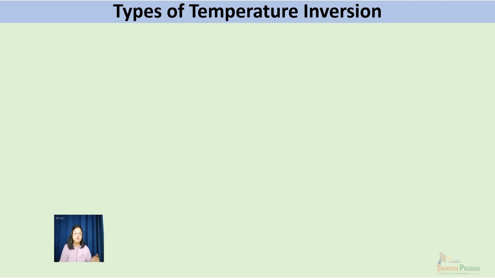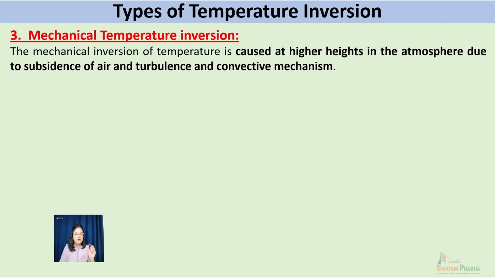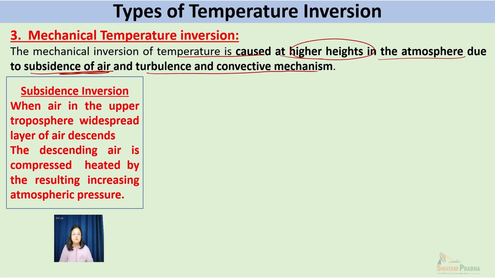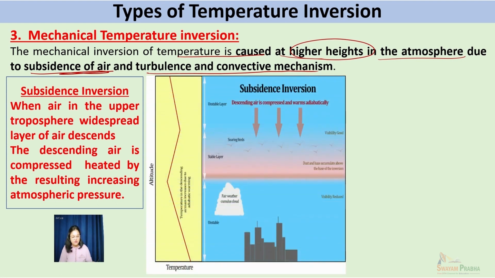Third type of inversion is mechanical temperature inversion. Such type of inversion is often associated with the upper atmospheric conditions only. The mechanical inversion of temperature is caused at higher heights in the atmosphere due to subsidence of air and turbulence and convective mechanisms in the atmosphere. So first one is subsidence inversion.